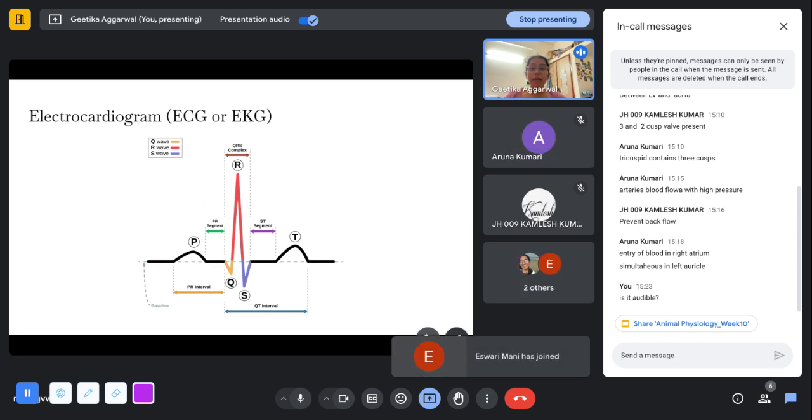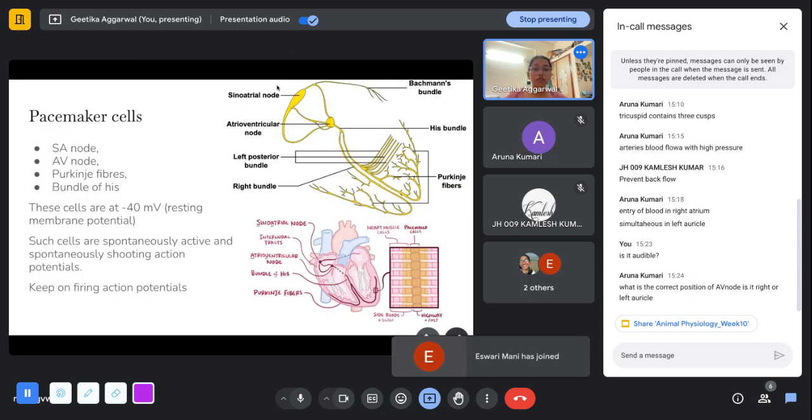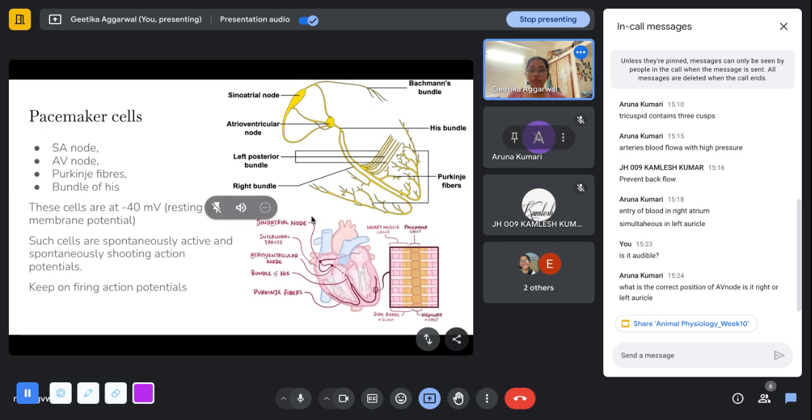So, basically, what is happening here is that from the SA node, the signal goes on to the AV node. And during this time, when the SA node sends a signal, the atria contract and they pass on the blood to the ventricles. And when the AV node then sends a signal to the bundle of His, then the ventricles start to contract. And eventually, when the signal reaches the Purkinje fibers, the ventricles entirely contract and they propel the blood to the blood vessels, to the pulmonary artery, and to the aorta.